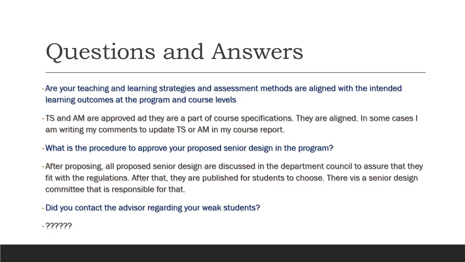Did you contact the advisor regarding your weak students? If you are teaching a group and one or two or more students are weak and do not have good grades, in this case, before finishing the semester, maybe you did something, like talking to them and to their advisor, in order, of course, to enhance their performance and to help them increase their grades before attending the final exam.